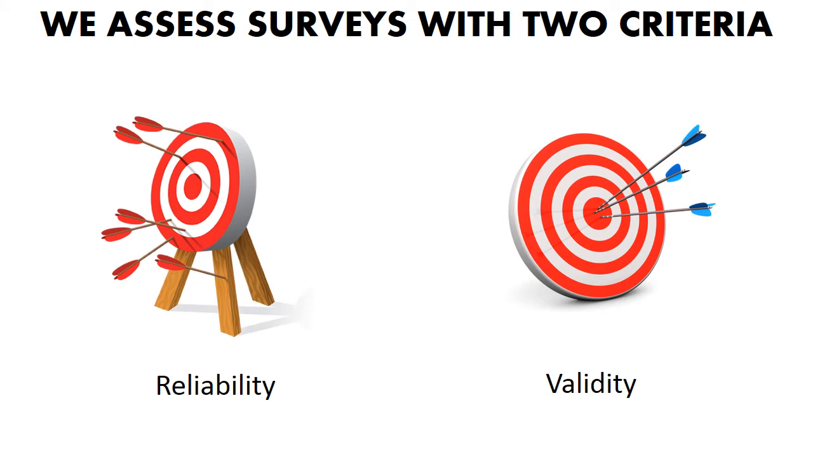So we assess our surveys with two different criteria: reliability, which is consistency in test scores, and validity, which is can we predict something meaningful. Reliability is necessary but not sufficient for validity. If I don't have reliability, I can't have validity. If I'm not measuring something consistently, then I can't use it to predict anything meaningful. But just because I'm measuring something consistently doesn't mean that I actually am predicting something meaningful.